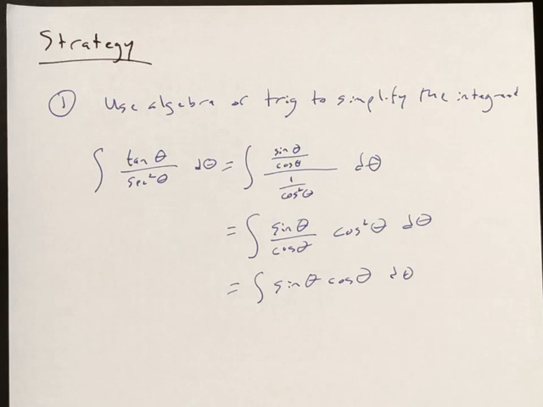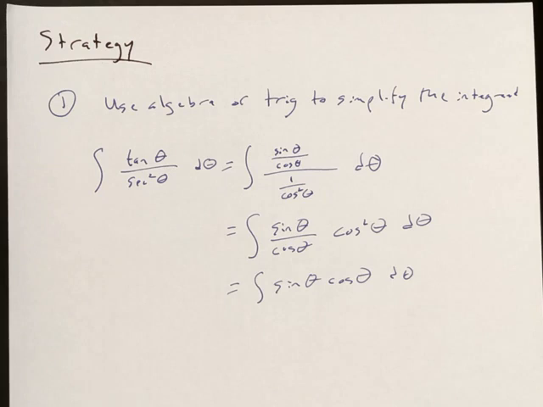Why am I happy to see that? You do a u substitution, very easy. Ta-da! u equals sine theta, du equals cosine theta d theta. I'm done. This is much easier. That's not the only u substitution I could do. I could do other ones, right?